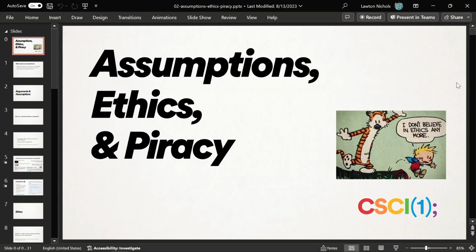All right, so let's talk about assumptions, ethics, and piracy. We're going to get through all these slides today. Sorry, because it's a one lecture week. We can't do any programming this week, but at least you're doing some in your assignment. So let's talk about some non-programming things, but we'll tie it back to computer science anyway.